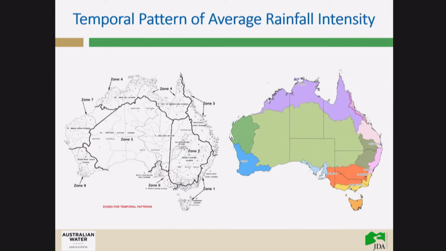So across Australia we have all these temporal patterns. On the left you're just seeing the old from the ARR 87 and the new version. There isn't, from ARR 2016, that much difference in how the temporal regions of Australia have been outlined.